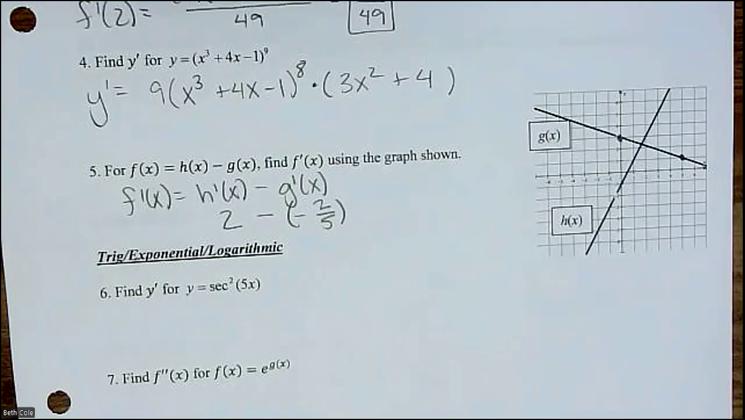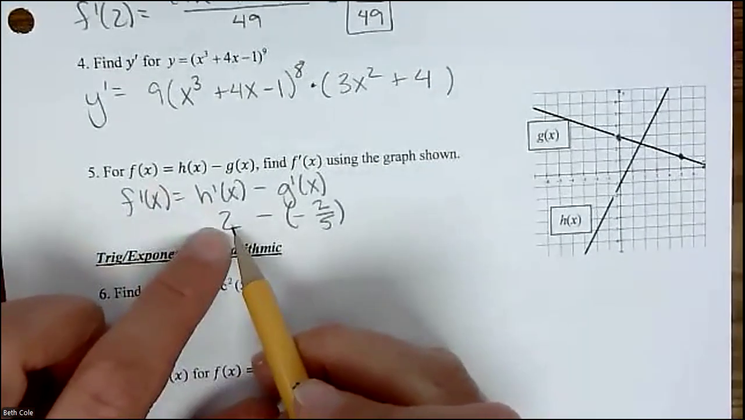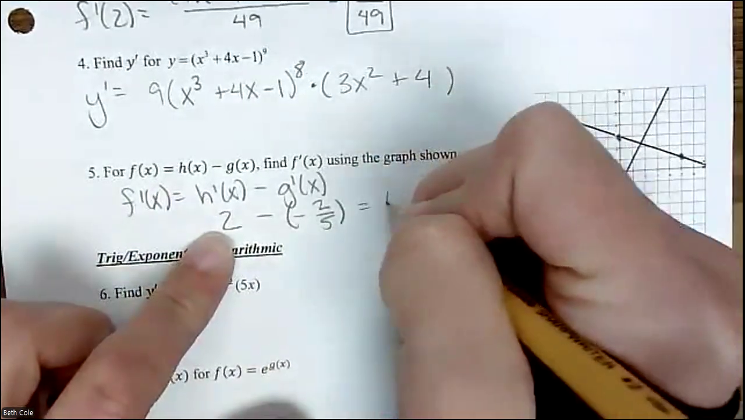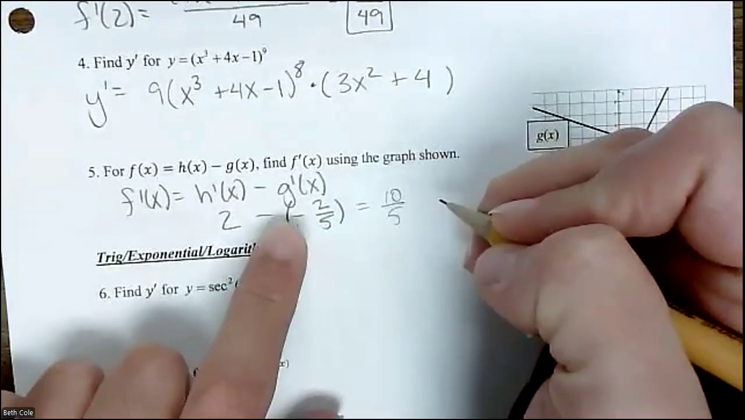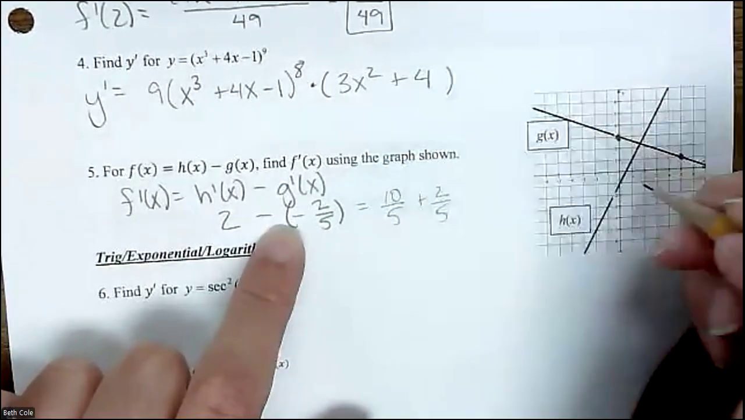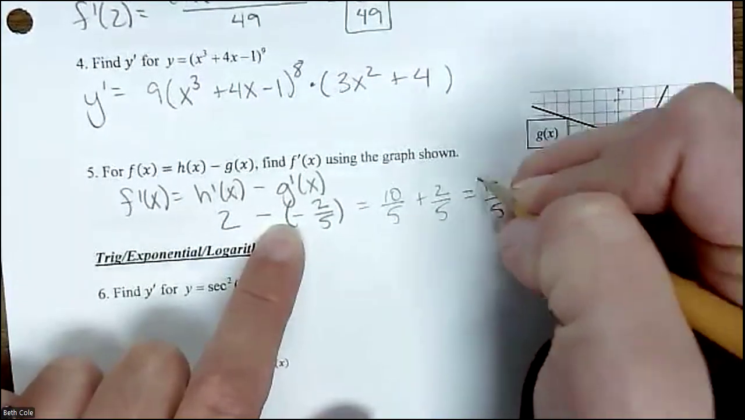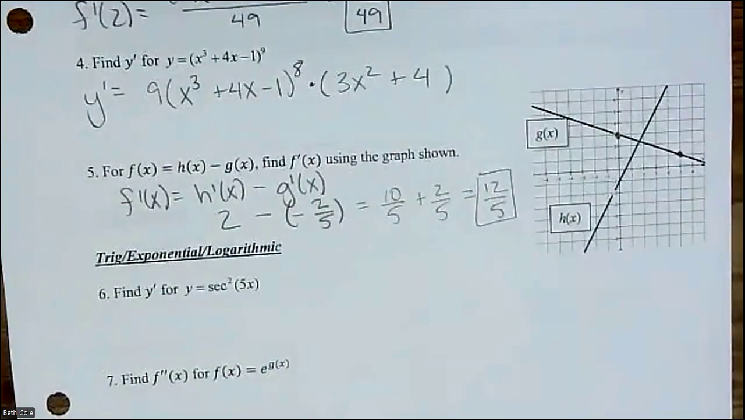The answer is not going to look like that in multiple choice. So we're going to have to get a common denominator. Good. How many fifths is 2? Yeah. So this is 10/5. It'll actually be plus 2/5. So 12/5. So derivative means slope. That's the takeaway from that.